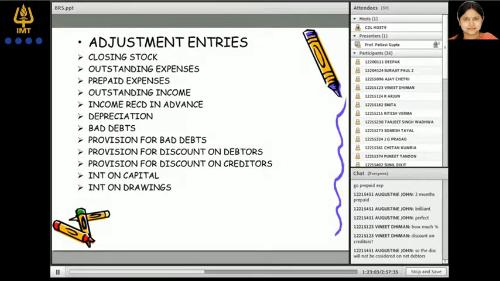Provision for discount on creditors would be reduced from the creditors and it would be taken on the income side of the P&L. Interest on capital.